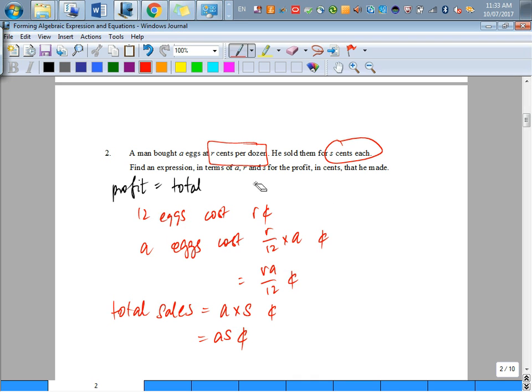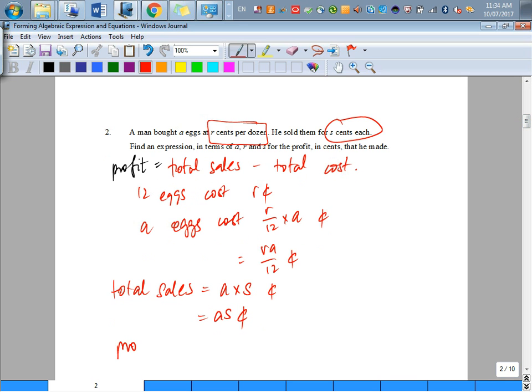Wait. This one should be total sales. Minus total. Sorry, I got my profit wrong. It is the total sales minus the total cost. Okay, so the profit will therefore be AS minus A over 12 R cents. Okay?